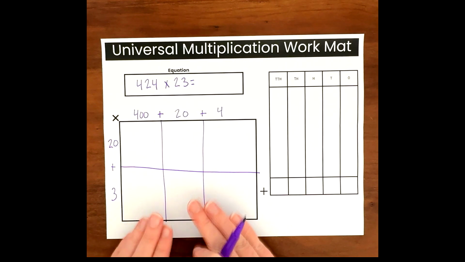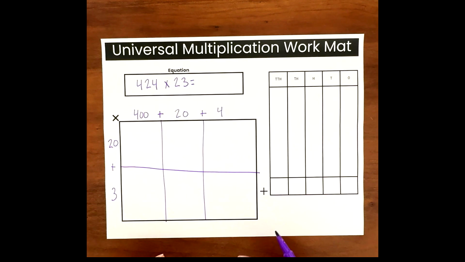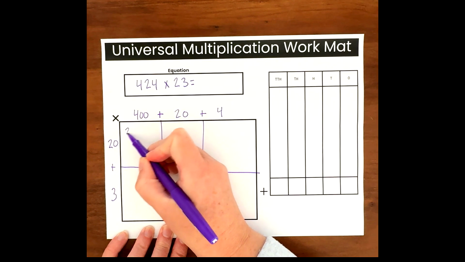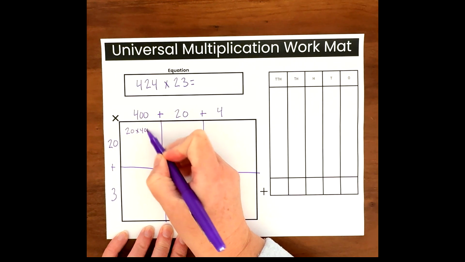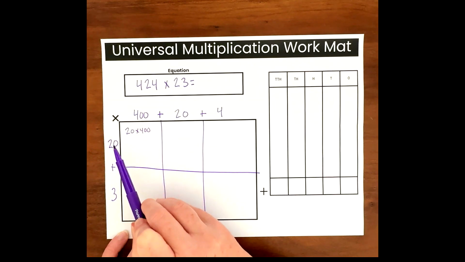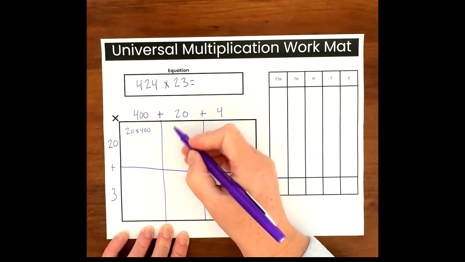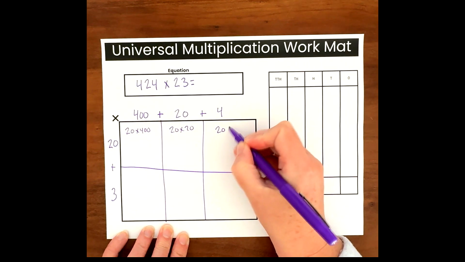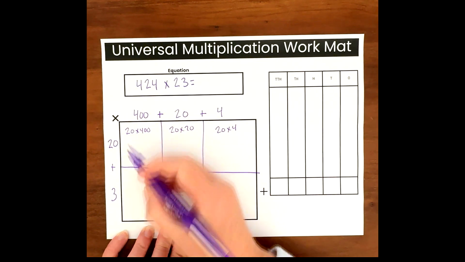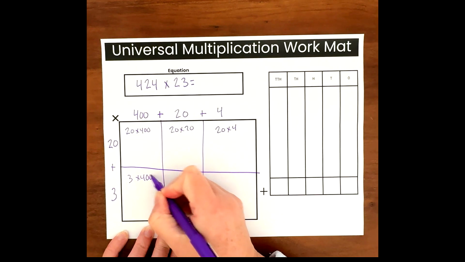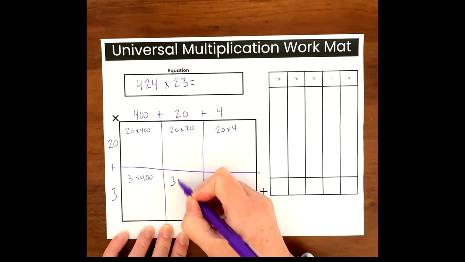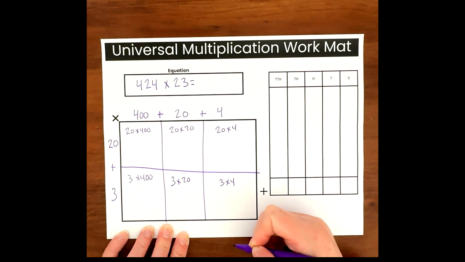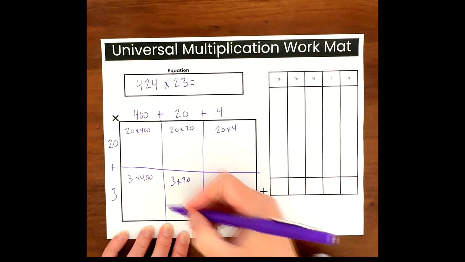Like, it's those little things that help set them up for success. All right, so let's go ahead. So we're going to do 20 times 400. Again, I'd like to touch 20 times 20, 20 times 4, 3 times 400, 3 times 20, 3 times 4. Once we have our equations, then we're going to multiply.